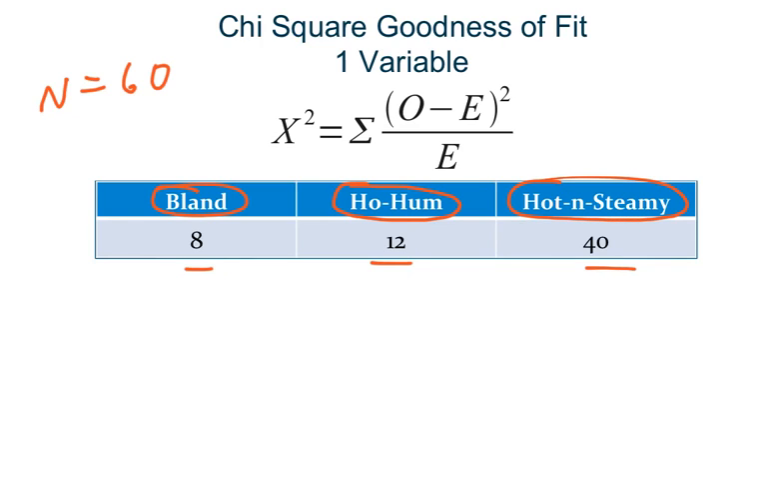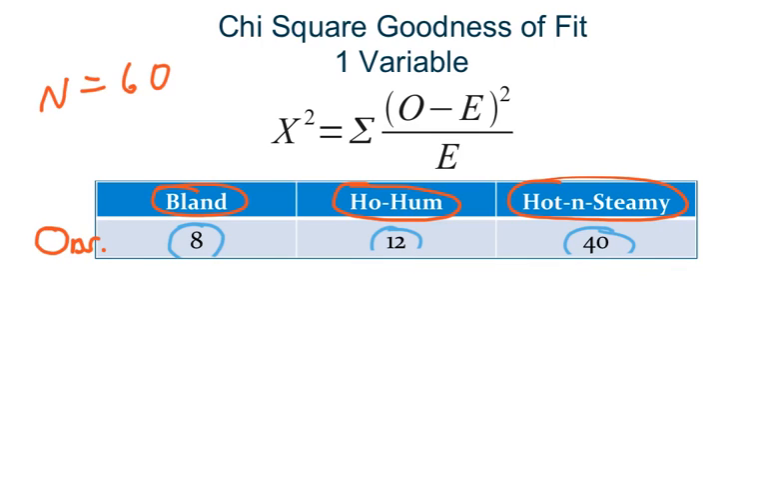So we show them these 3 commercials and we ask them to indicate their likelihood of buying the product. And you see from the data that 8 people said that they were interested in the product when they saw the bland commercial. 12 people said that they were interested with the ho-hum, and a whopping 40 people when it was hot and steamy. These numbers are the observed frequencies, okay? Observed frequencies, because it's the actual numbers that we saw in our research project.